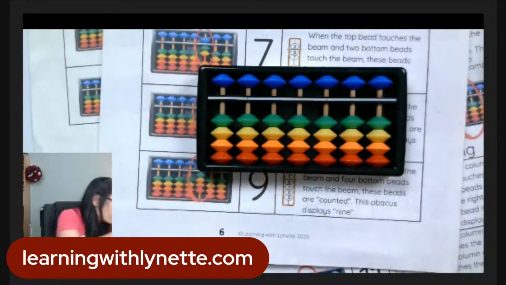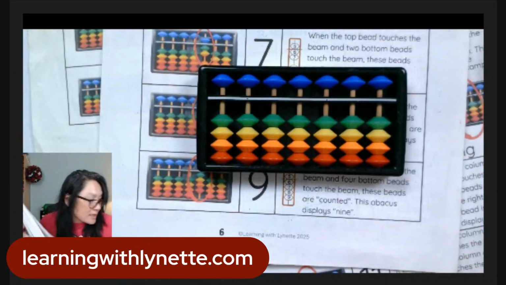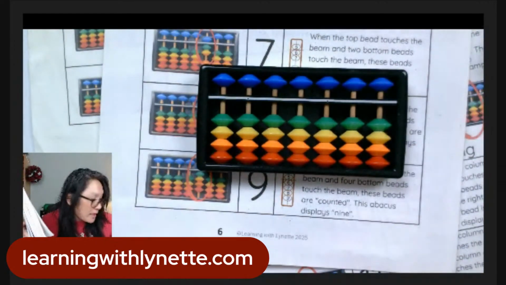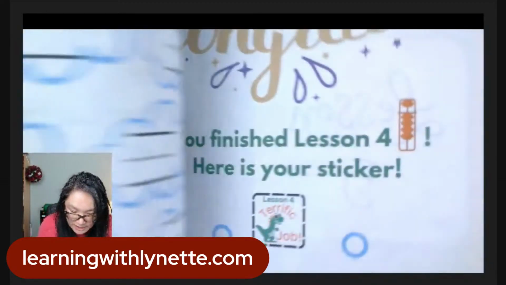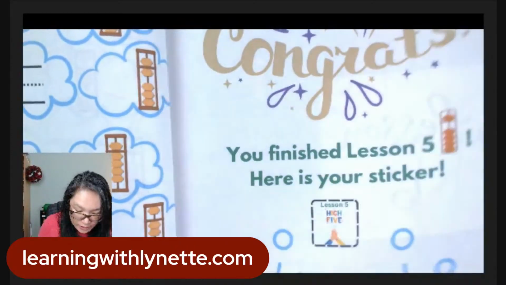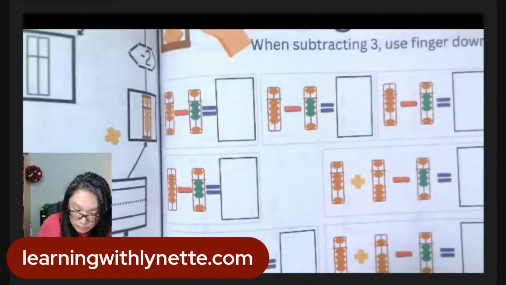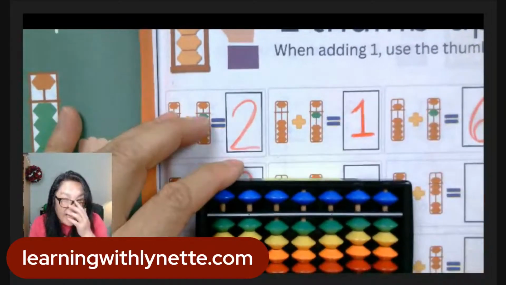Now we are going to learn how to add while we learn how to move the beads. The biggest thing to understand early is how to move the beads. We did some bead recognition here. This is a preschool book that I'm trying to gear towards three and four year olds. But first, we're going to understand how to move the beads.